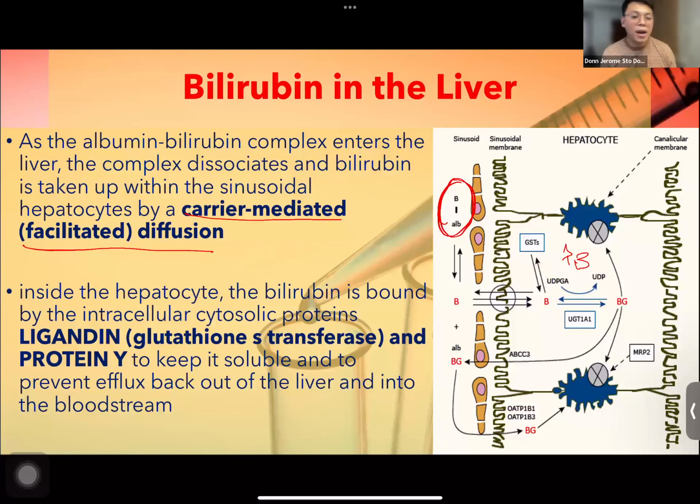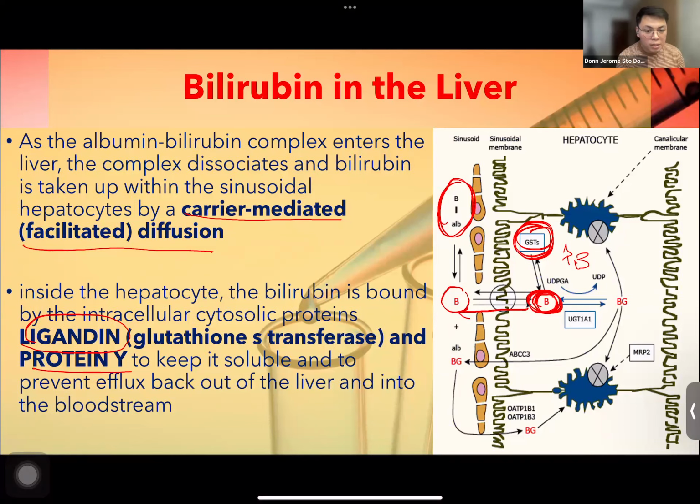Okay? So what will happen? Nakita nyo, iniwanan na siya ni albumin and it goes inside the hepatocyte. Being lipophilic, its tendency is to efflux out of the hepatocyte. But inside the hepatocyte, we have proteins, ligandin, otherwise called as glutathione S transferase and protein Y that will keep your bilirubin soluble, preventing it to efflux out of the hepatocyte or the bloodstream.